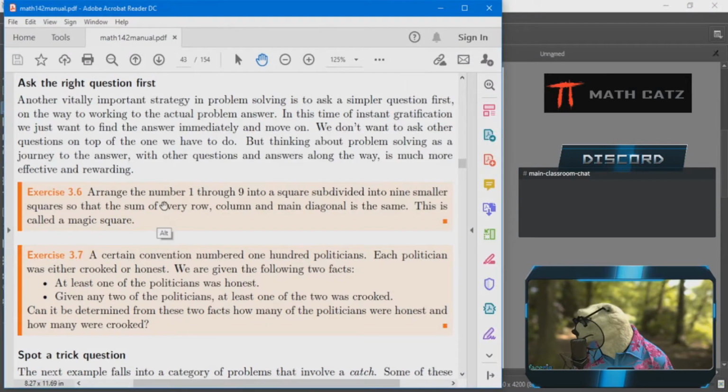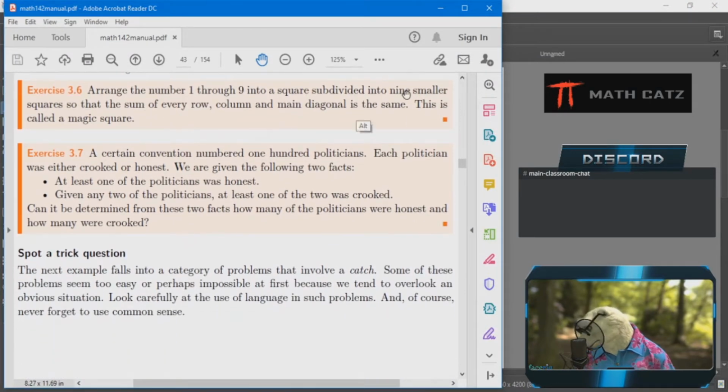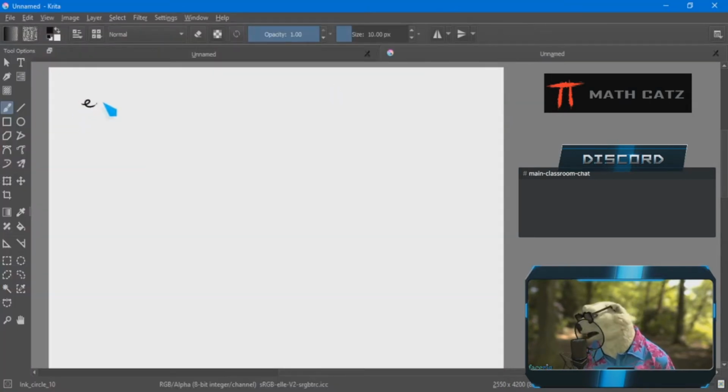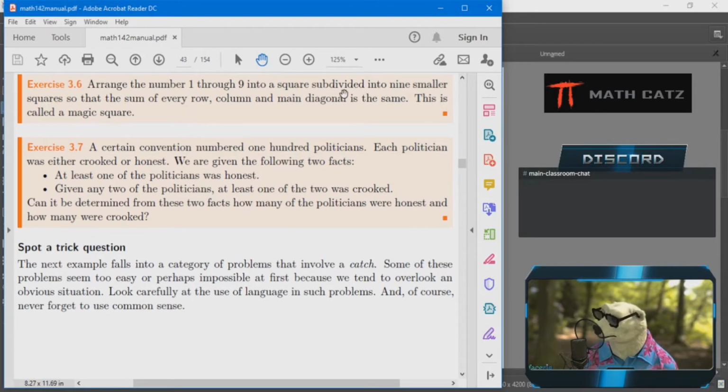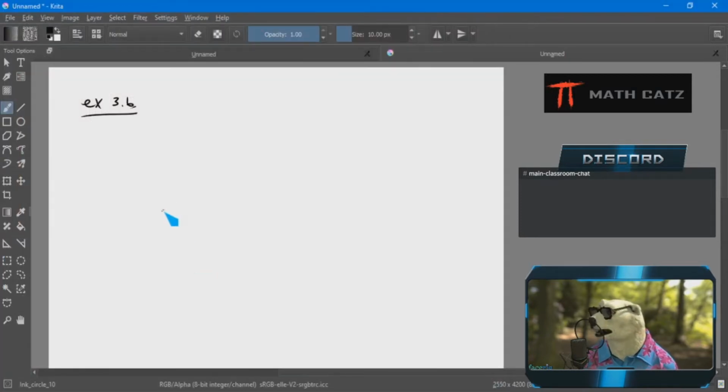Now, we'll make it a little bit more challenging with exercise 3.6, but the idea is the same. Now, perhaps you've seen this kind of question before. Then, once you've seen it once, the mystery's a little bit less, but maybe you still get something out of it. We want to arrange the numbers 1 through 9 into a square that's subdivided into 9 smaller squares. Let me just make the picture so it's easier for you to see in case you're not sure.